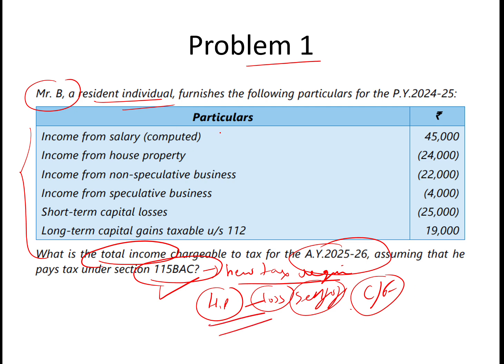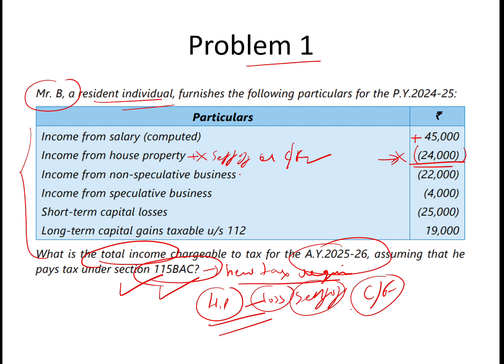Now we will discuss each head of income one by one, which Mr. B is earning. First one is income from salary, which is around 45,000. Income from house property is a loss of 24,000. Whenever there is a loss under house property, and the assessee is going for the new regime, you cannot set off or carry forward this loss. So this will not appear while solving the problem. That 24,000 we will not take into consideration.